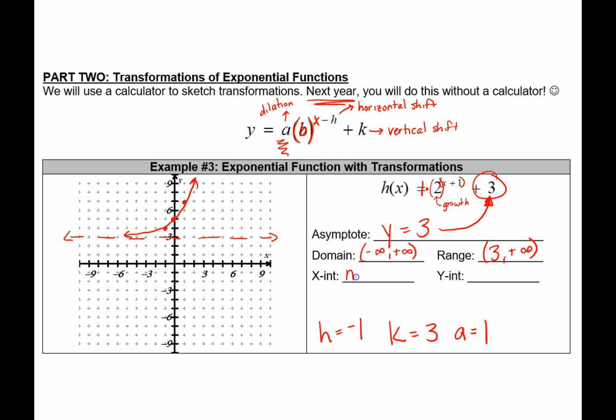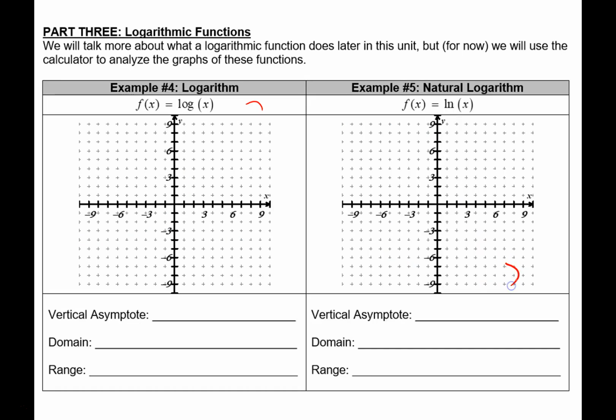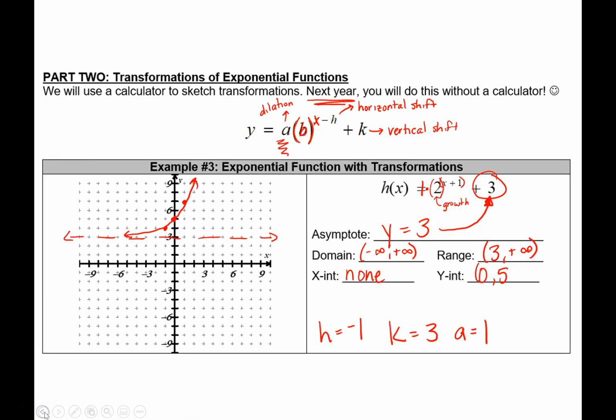This one doesn't have an x-intercept because it doesn't cross the x-axis, and we found that y-intercept to be (0, 5) when we were looking on Desmos. Okay, so we have a graph there. A couple of things to point out. The vertical shift, the k value, that will tell you the asymptote.